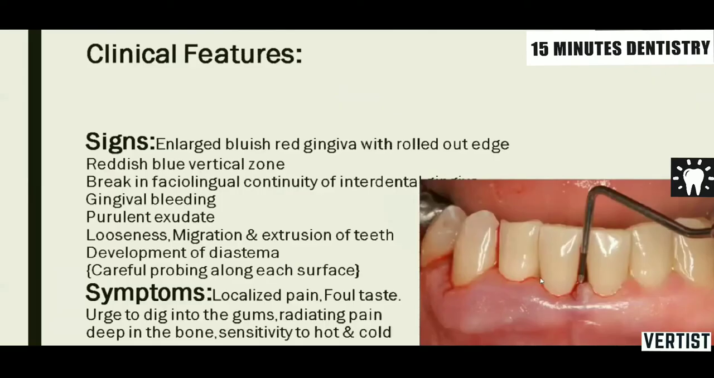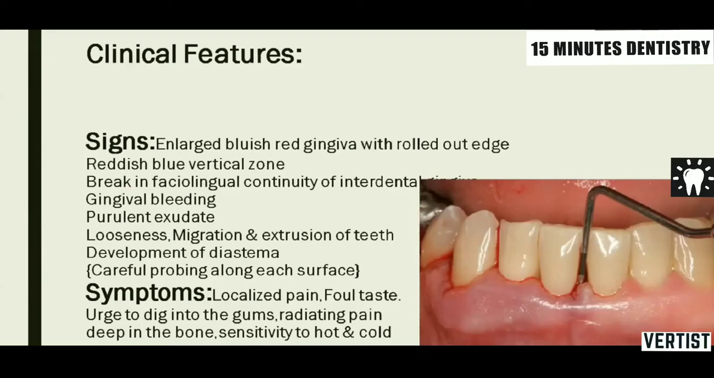There can be a purulent exudate. There is looseness, migration, and extrusion of the teeth and development of diastema. Now, all these signs may be present in many cases, or there may be one or two signs which may be present in a periodontal pocket, depending on how much is the involvement in every tooth and every patient.